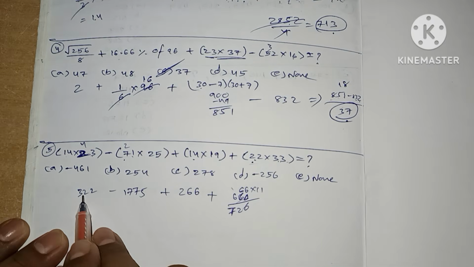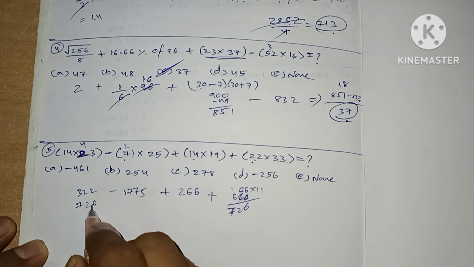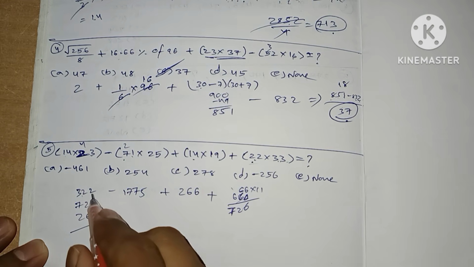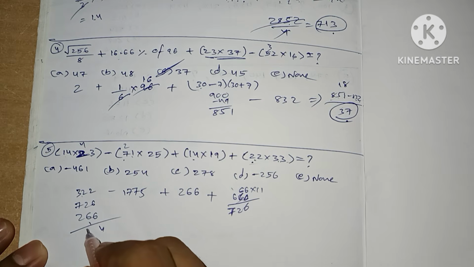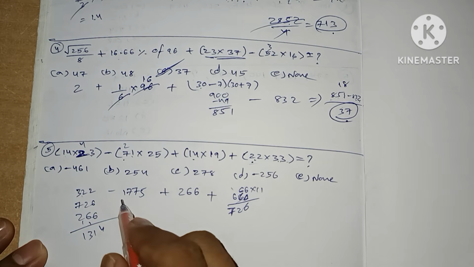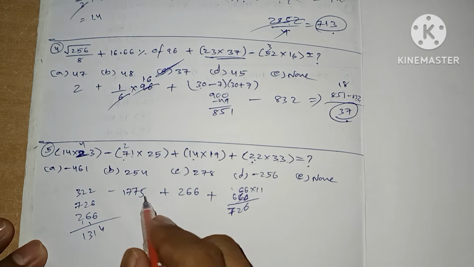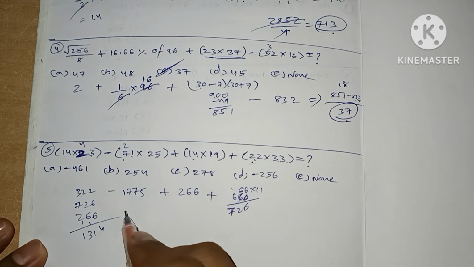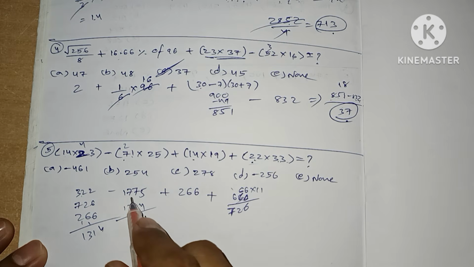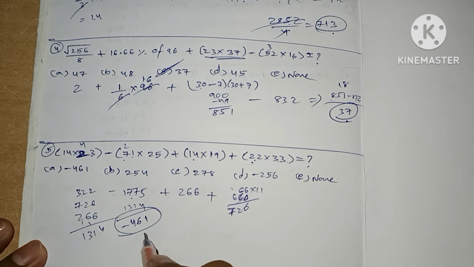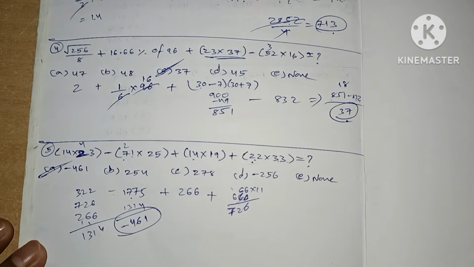So what we have is 322 plus 726 plus 266, which is 8 plus 12 plus 2 14. This will be 10 11 10 13 1 3 1 4 and minus 1775. The difference between these two means 1 3 1 4. We have 1 6 and 4. The bigger number has negative value, so the answer is minus 461. Option A is our answer.